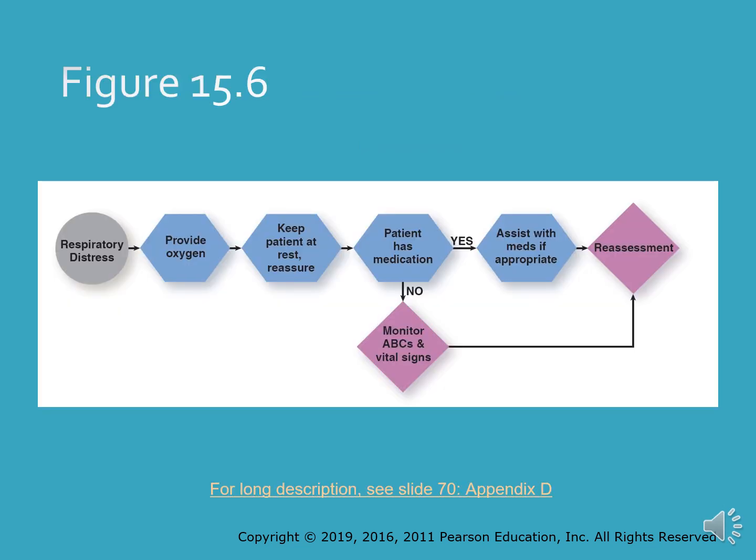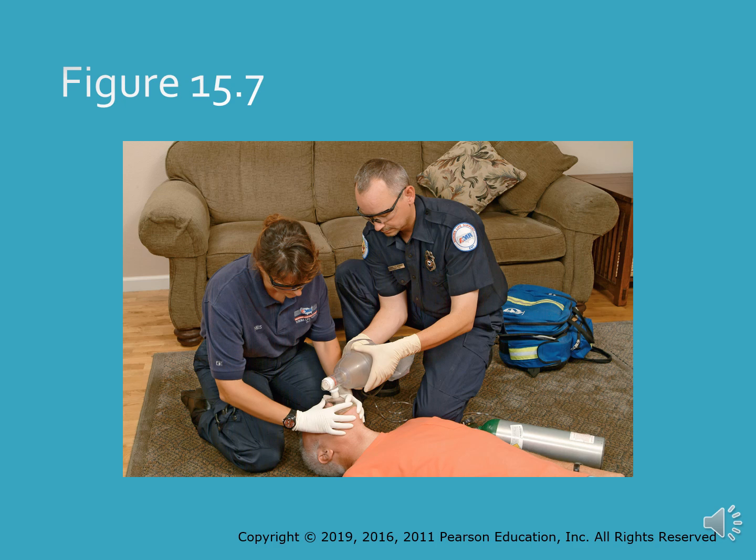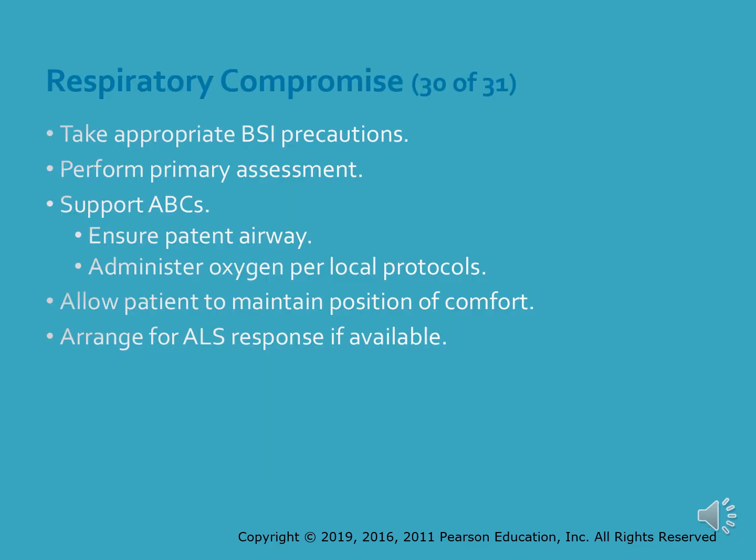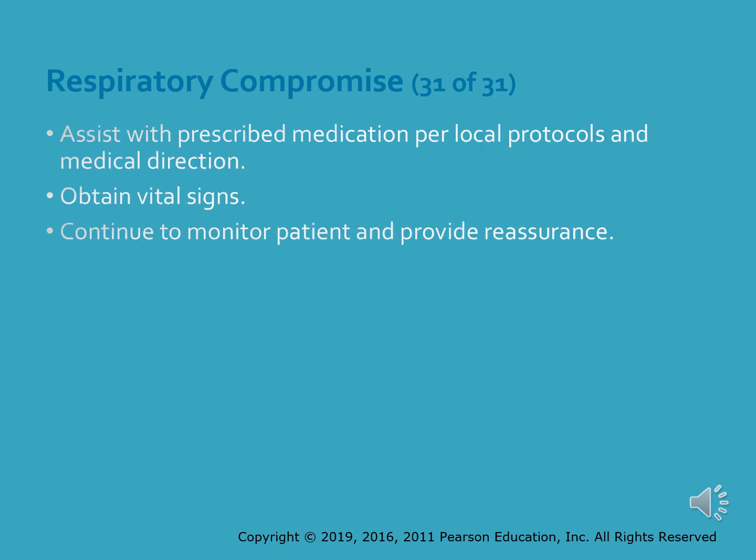Here's an algorithm for emergency care of patients with respiratory distress. When breathing is inadequate and the patient is no longer alert, you want to provide positive pressure ventilations with a bag mask device. You're going to take appropriate BSI precautions, perform your primary assessment, and support the ABCs as necessary. You're going to ensure a patent airway and administer oxygen per your local protocols. Allow the patient to maintain a position of comfort and arrange for ALS response if it is available. Next, you're going to assist with the prescribed medication per your local protocol and medical direction. Obtain vital signs and continue to monitor the patient and provide reassurance.